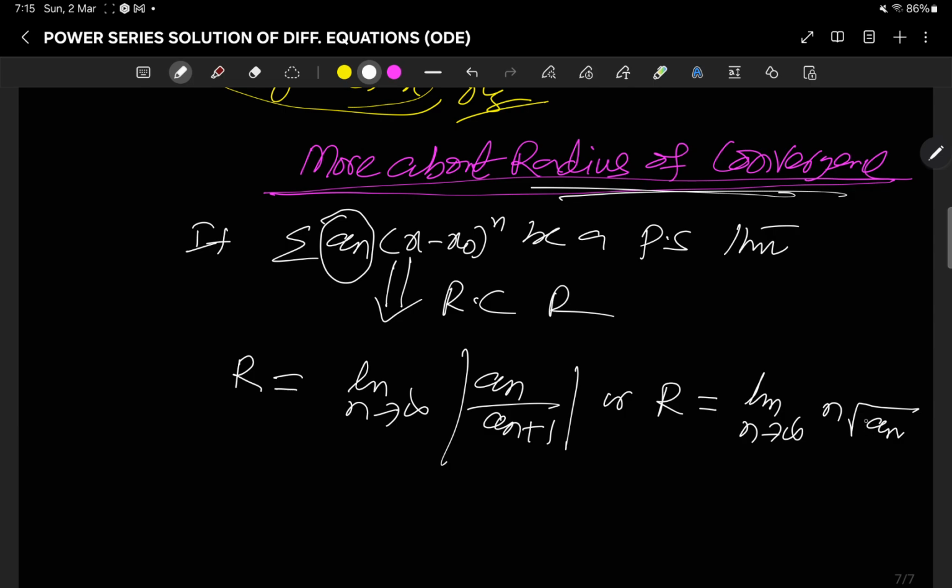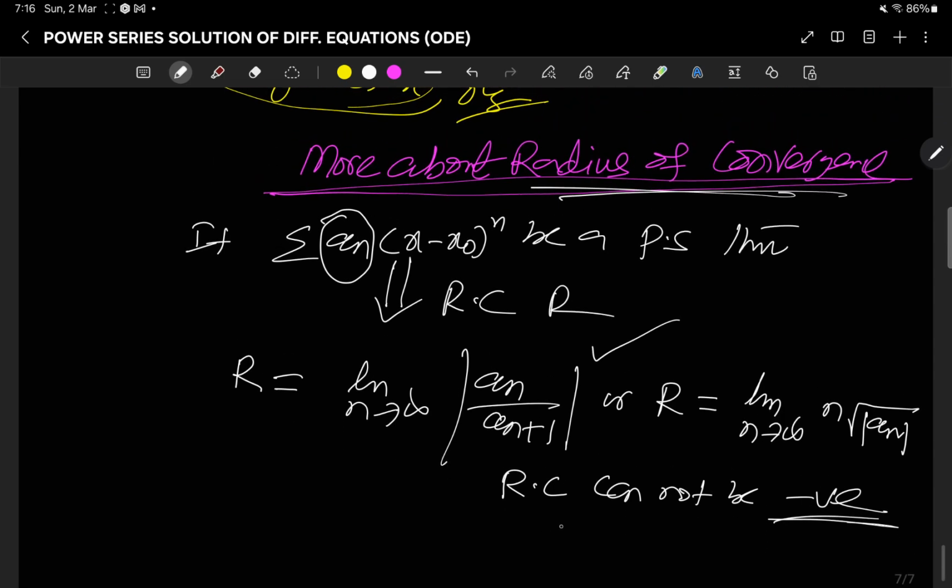Okay, nth root of a modulus, right? So in both the cases we conclude that the radius of convergence cannot be negative. The radius of convergence is always greater than or equal to 0, right? The radius of convergence cannot be negative because you are taking the modulus.